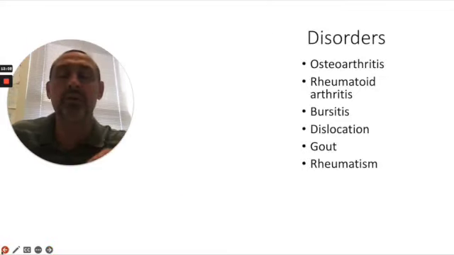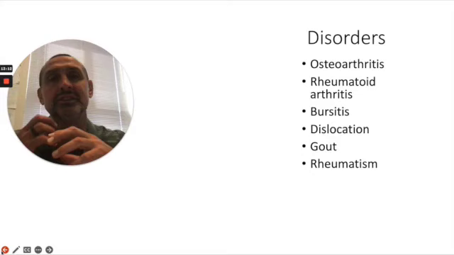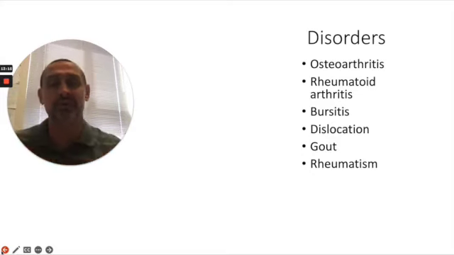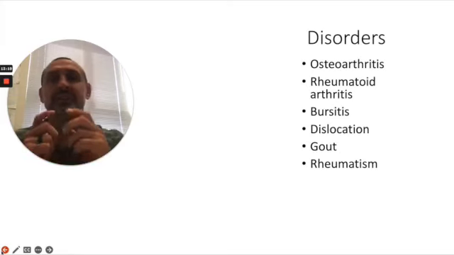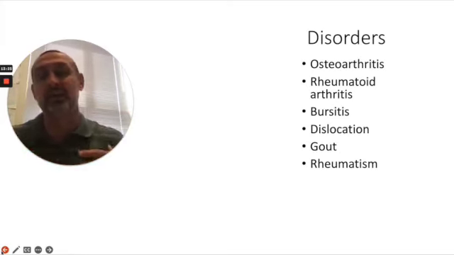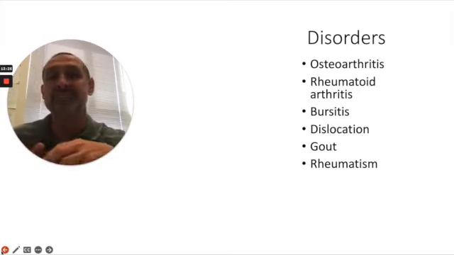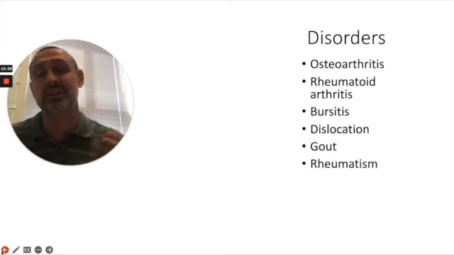Here are some typical joint disorders. Osteoarthritis is an inflammation because of overuse. Rheumatoid arthritis, on the other hand, is an inflammation, but this time it's autoimmune. So the difference is osteoarthritis, you'll see it in one shoulder, let's say. Rheumatoid arthritis, you'll see it in both. Bursitis is an inflammation of the bursa. Dislocation, typically more with shallow joints like your shoulder joint.